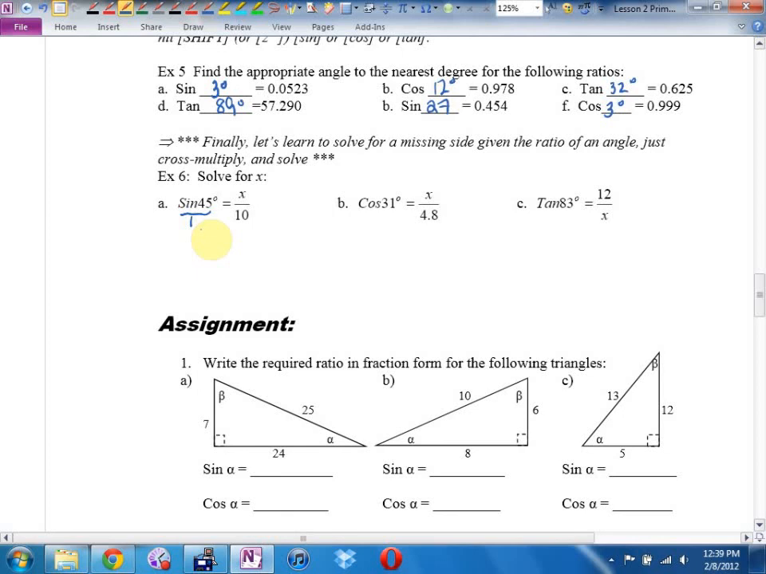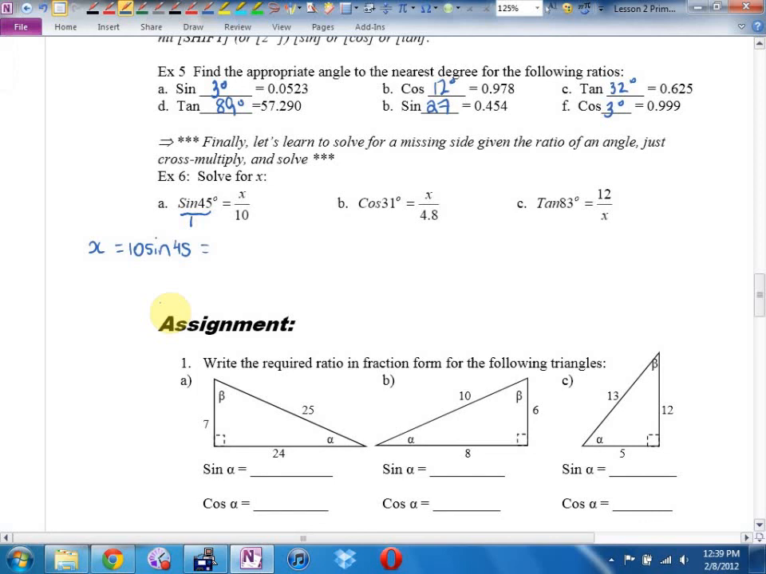Cross-multiply. I'm going to get 1 times x equals sine 45 times 10. I'm going to write 10 times the sine of 45, and that's what I'm going to type in my calculator. Is the x by itself, Joel? Yep, then I can go straight to my calculator now. What is 10 times the sine of 45?